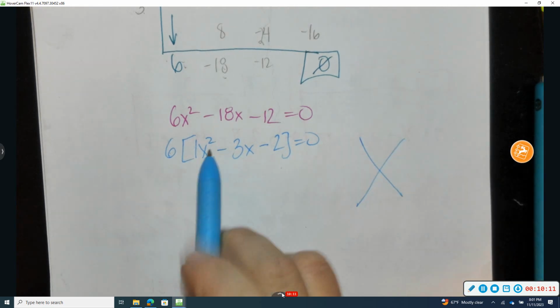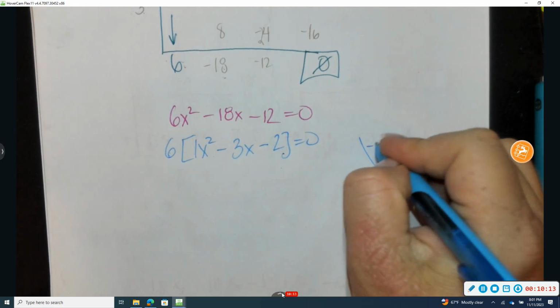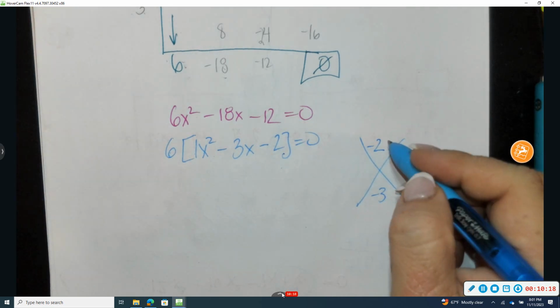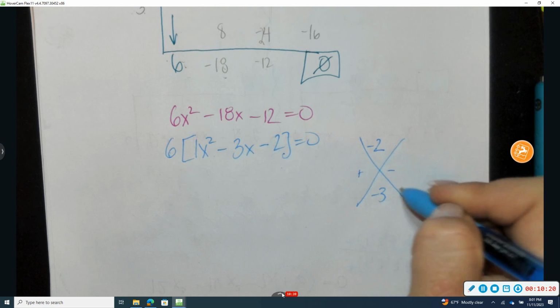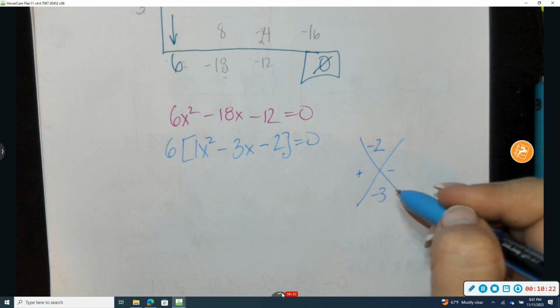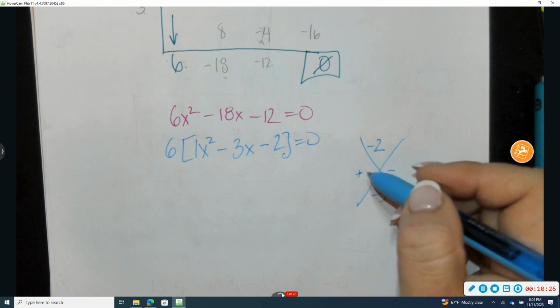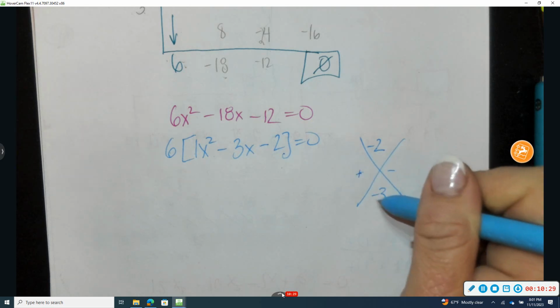And then I ask myself, is it factorable? 1 times negative 2 is negative 2. Do I know two numbers that multiply to give us negative 2? So they have to be different signs, and then combine to give us a negative 3. And we can see that's not going to work out. In order for me to combine to get a negative 3, it would have to be a negative 2 and a negative 1 to get negative 3.